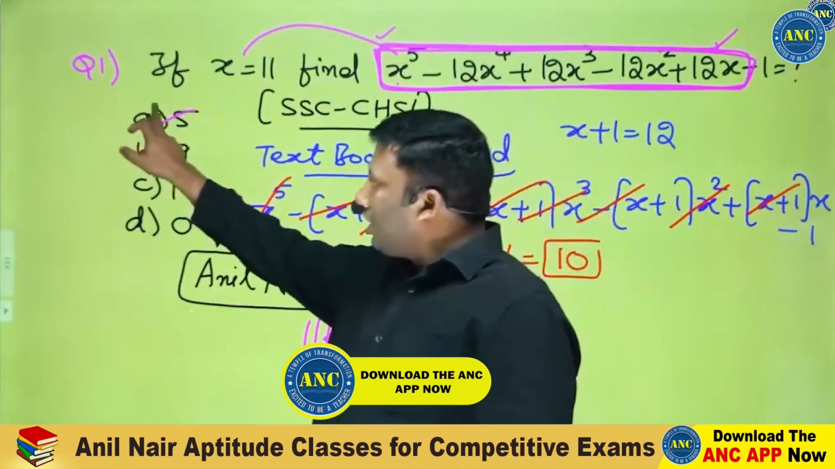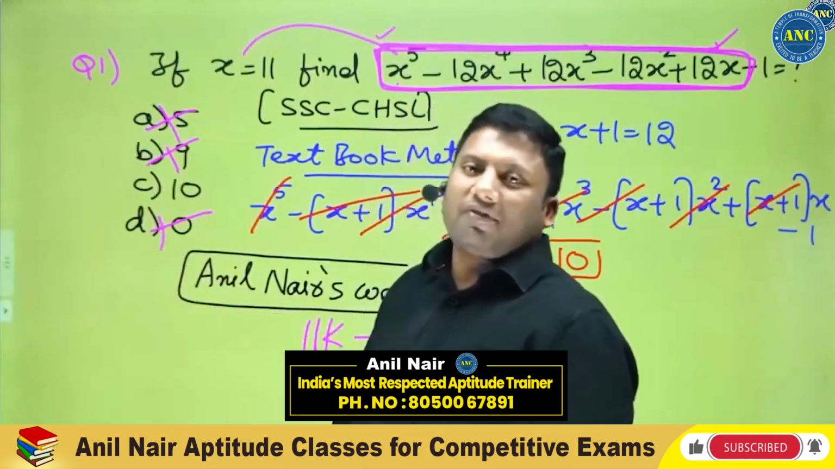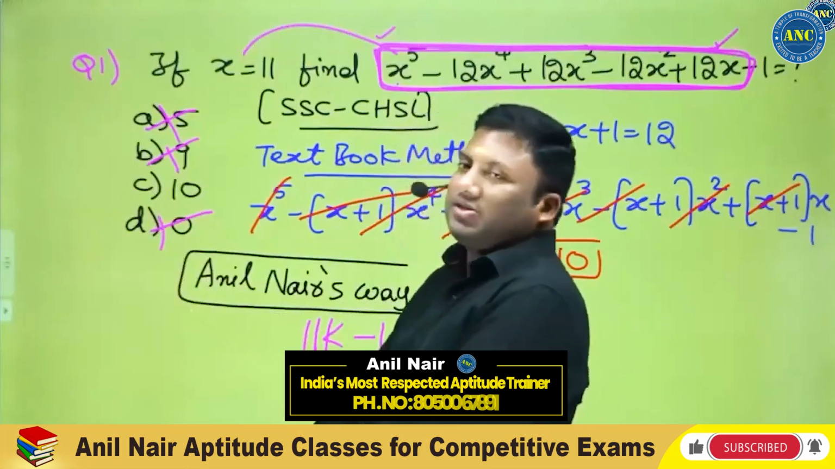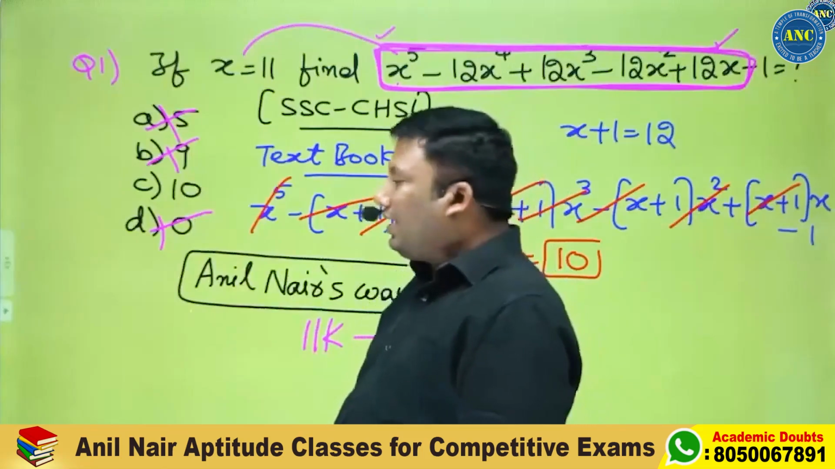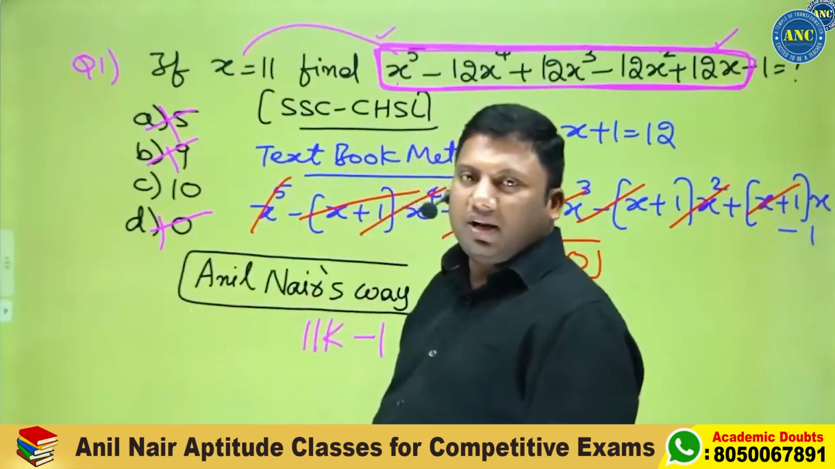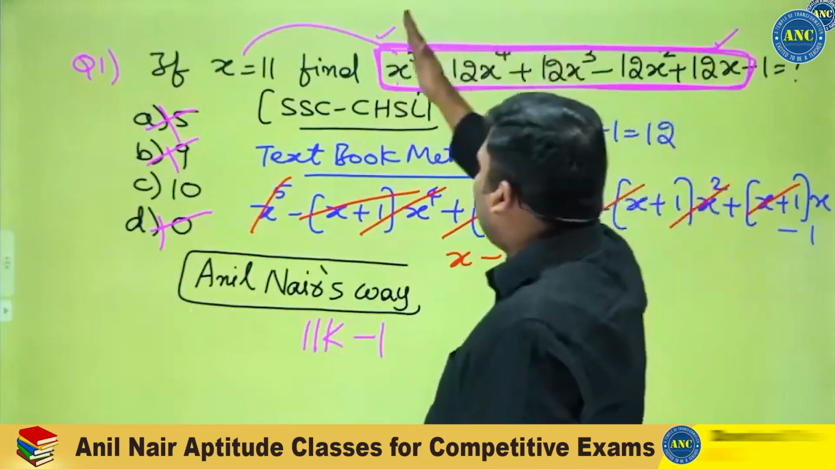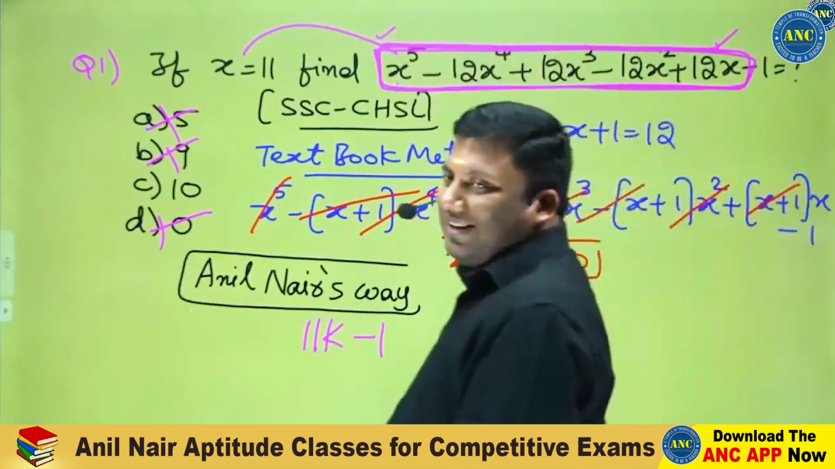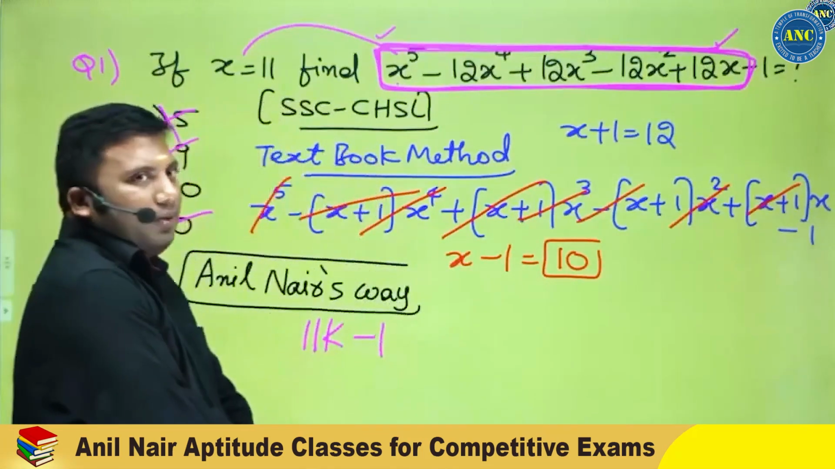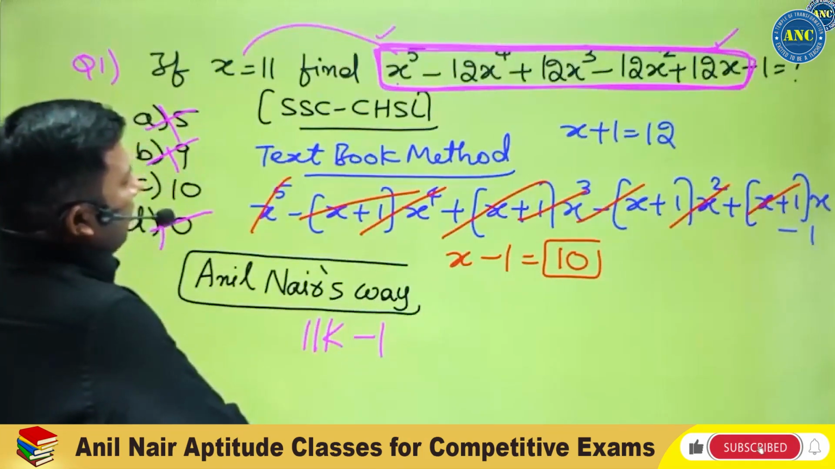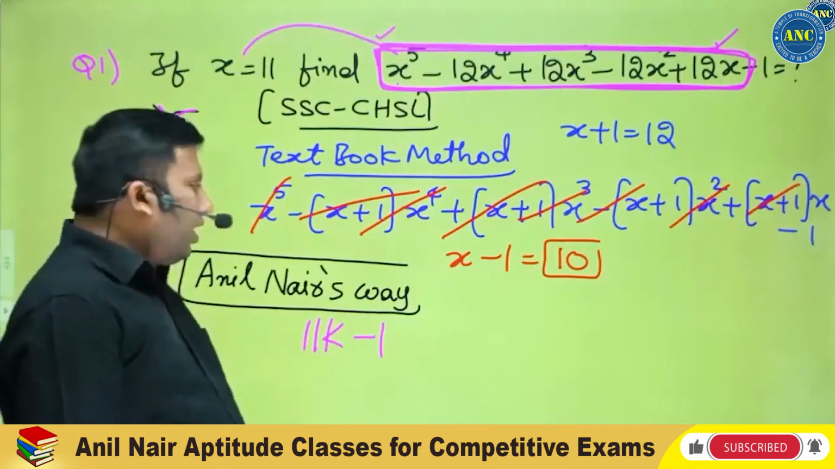5, not possible. 9, not possible. 0 means it is perfectly divisible by 11. Are you all with me? Then 10: 11 ones are 11, negative remainder minus 1. A simple observation in this question: x power 5 is divisible by x, 12x power 4 is divisible by x, 12x cube is divisible by x, minus 12x square is divisible by x, plus 12x is divisible by x.